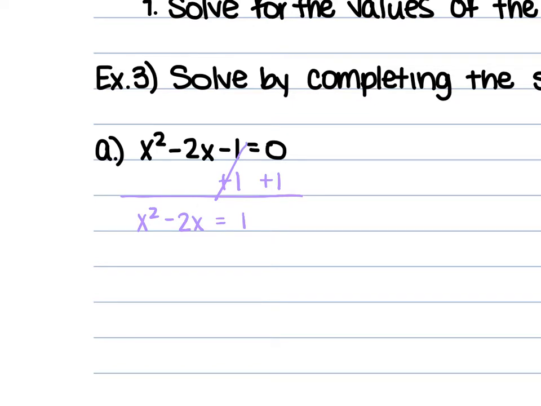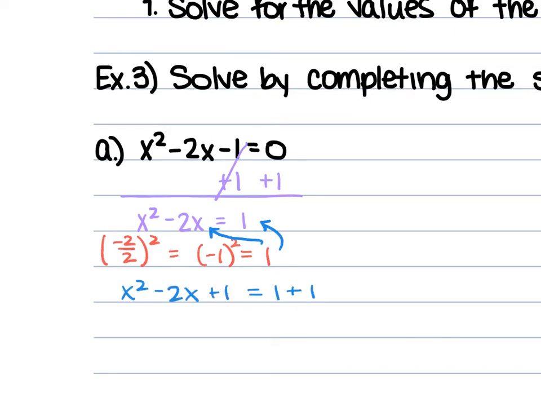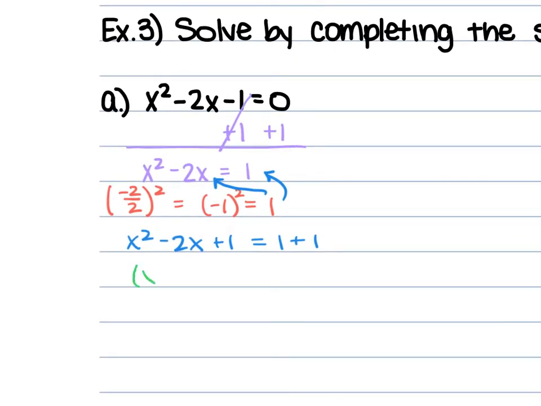Our b is negative 2, so we're going to do negative 2 over 2 squared. Negative 2 over 2 is negative 1. Negative 1 squared is 1. So this 1 gets added to both sides of our equation. So we're going to have x squared minus 2x plus 1 is equal to 1 plus 1. The 1 plus 1 is 2, and we're going to factor the x squared minus 2x plus 1 at the same time. So this is going to be x minus 1 squared is equal to 2.